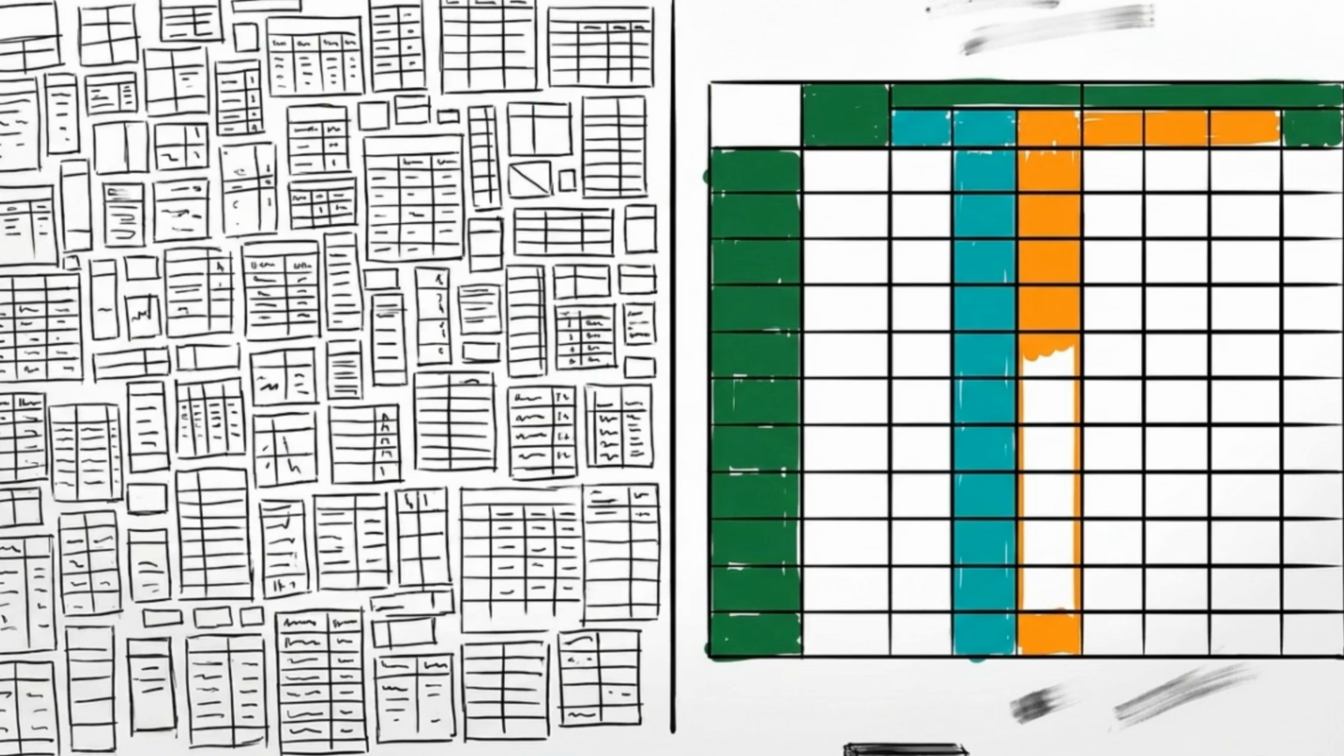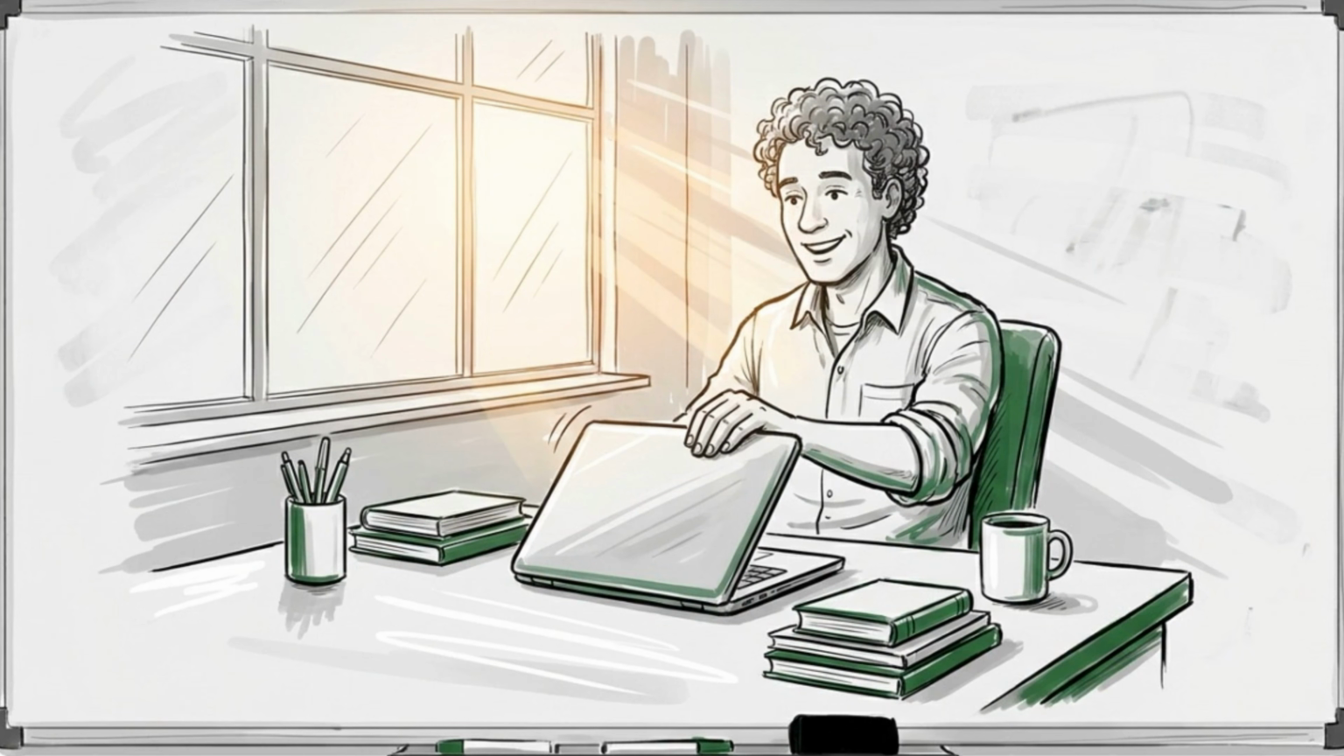You just transformed 500 chaotic rows into a clean, interactive matrix without writing a single formula. Mastering these specific workflows reclaims hours of lost time every single week.